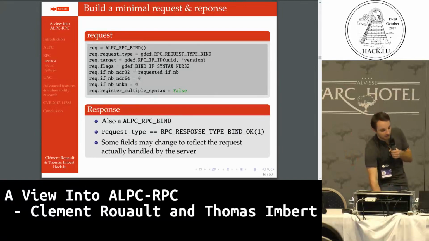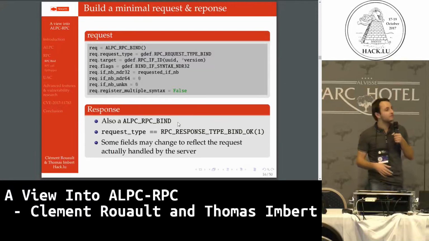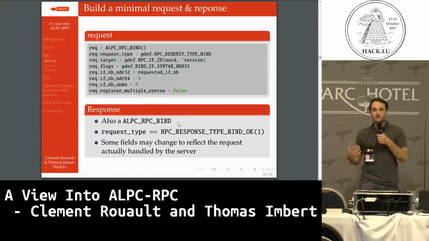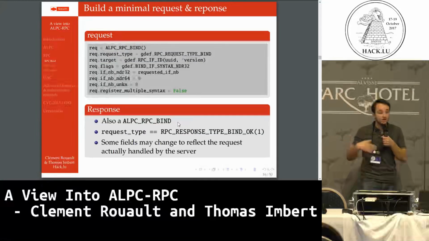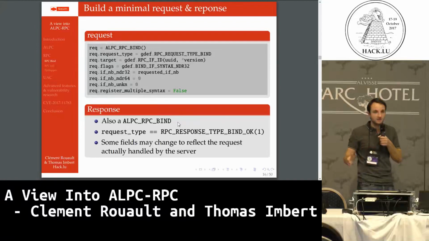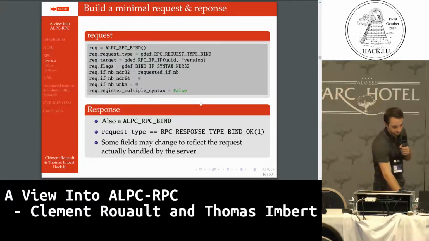And the response is also an RPC bind request, of course, of type RPC bind type OK. And the fact is that some fields that are sent back to you may have changed because it's a negotiation method. So if you ask for NDR32 and NDR64 and the server doesn't know how to use 64, it will just send back the same packet but without the 64 information. So it will wipe out the flag NDR syntax 64 and wipe out the interface number 64 from the packet.